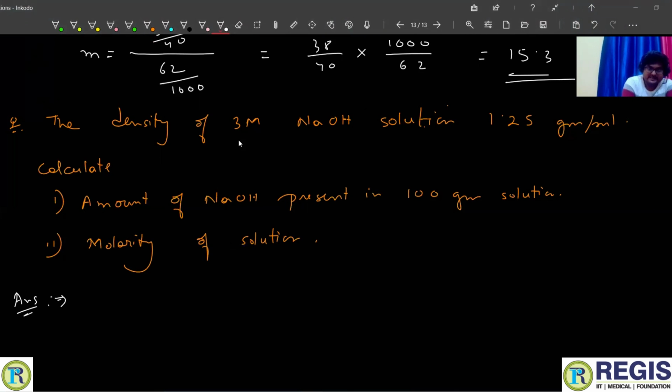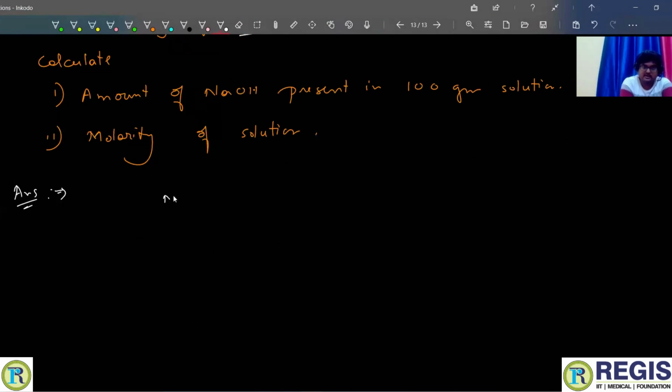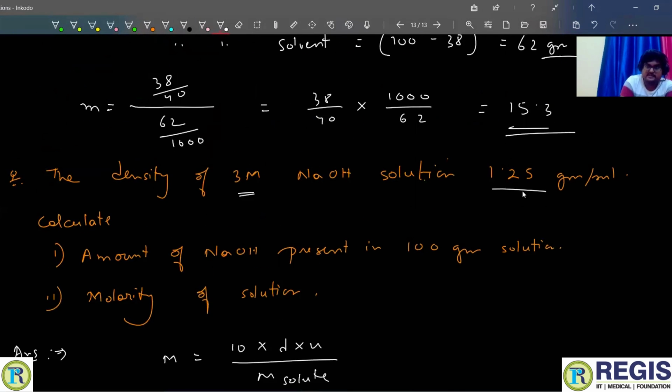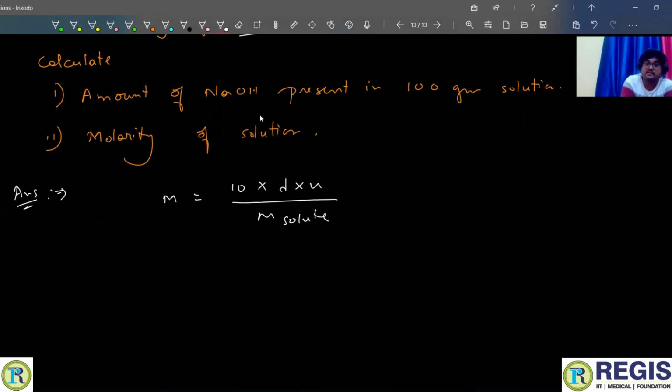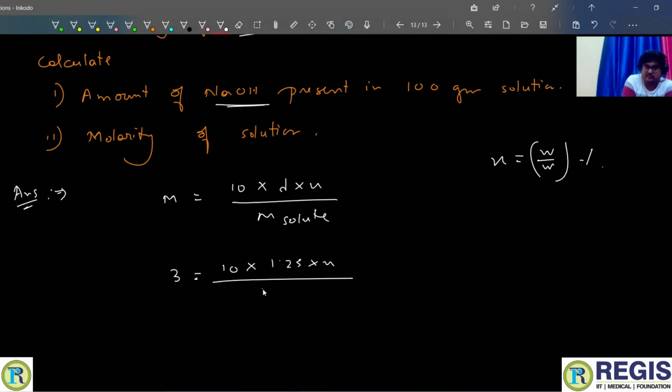Done. Now, what is given? Density is given, molarity is given. So from here we can write the formula: molarity equals to 10 into D into X by M of solute. Now molarity is given, 3. Density is given, NaOH is given, molar mass you can easily find out. You have to calculate only the X value. Amount of NaOH present means you have to calculate weight by weight percent, which is X, nothing else. So this value is 3, this one is 10, 1.25 into X, 40.